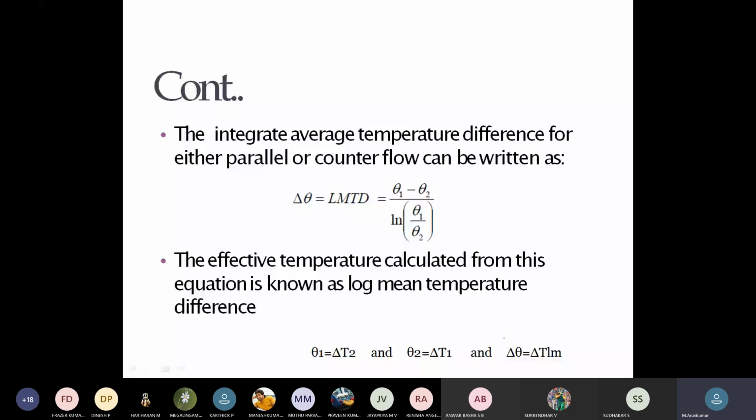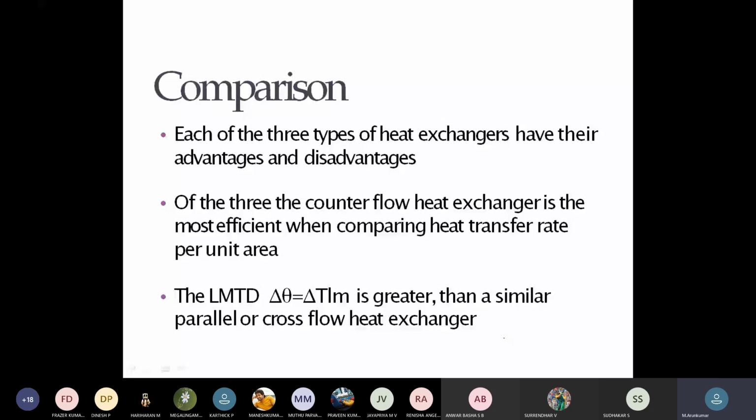Then each of the three types of heat exchanger has its advantages and disadvantages. Of the three, the counter flow heat exchanger is the most effective and most efficient when comparing heat transfer rate per unit area. Then this LMTD, delta theta, will be greater than that of a similar parallel or cross flow heat exchanger. Then there is some problem.